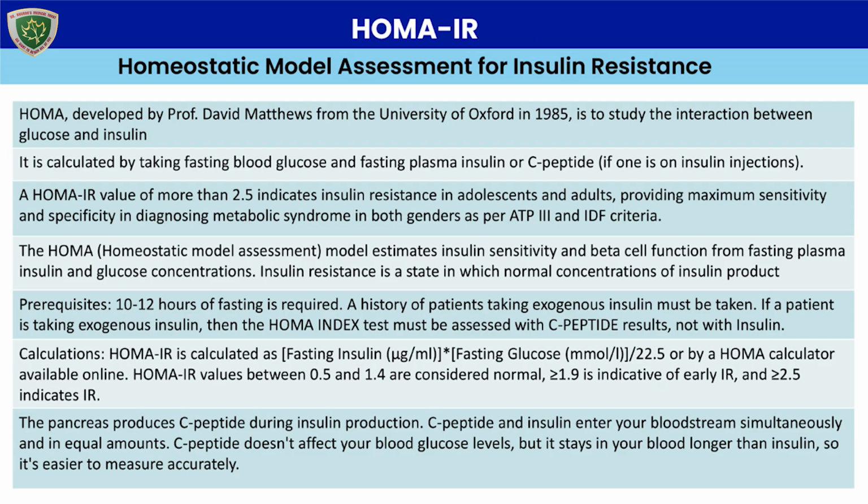HOMA, developed by Professor David Matthews from the University of Edinburgh in 1985, is used to study the interaction between glucose and insulin. It is calculated by taking fasting blood glucose and fasting plasma insulin, or C-peptide if you are on insulin. A HOMA-IR value of more than 2.5 indicates insulin resistance in adolescents and adults, providing maximum sensitivity and specificity in diagnosing metabolic syndrome in both genders as per ATP3 and IDF criteria.